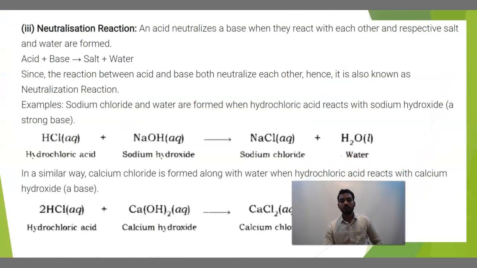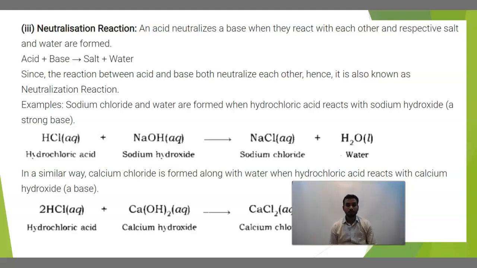What is the meaning of neutralization reaction? It means when an acid neutralizes a base, when they react with each other, the respective salt and water are formed. If any substance is more acidic in nature, to remove that acidity, what should we do? We should add base, the same amount of base. So what happens? The reaction will become neutral. If base is more, then we should add acid.